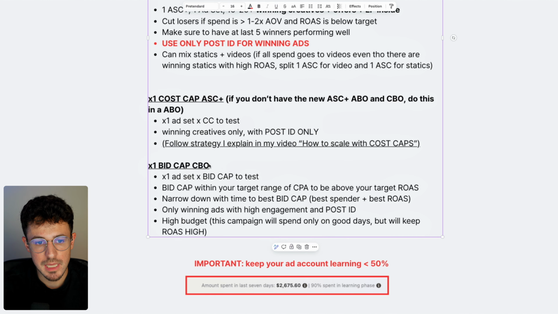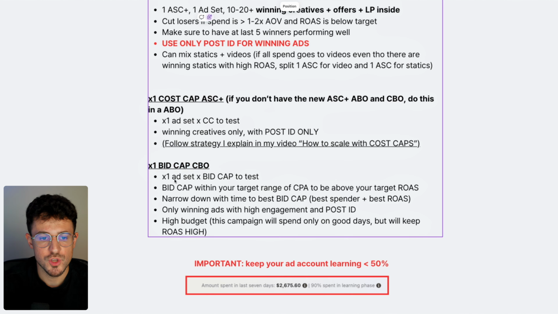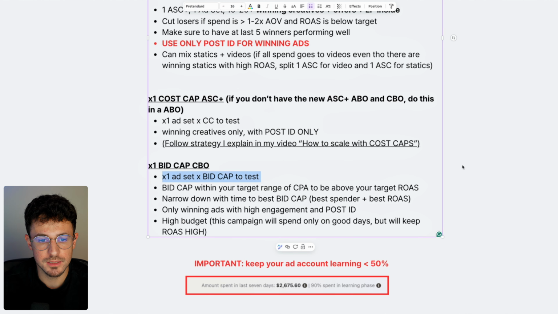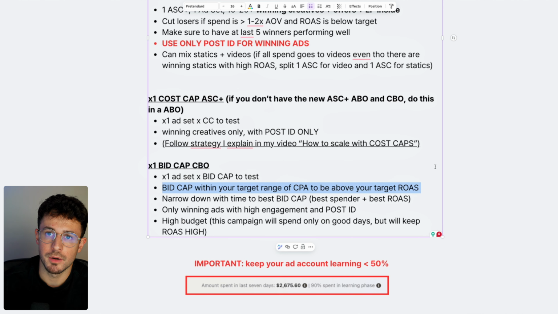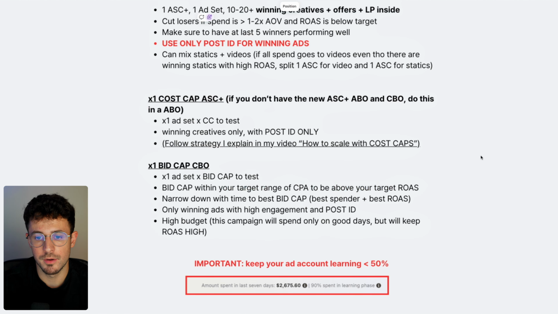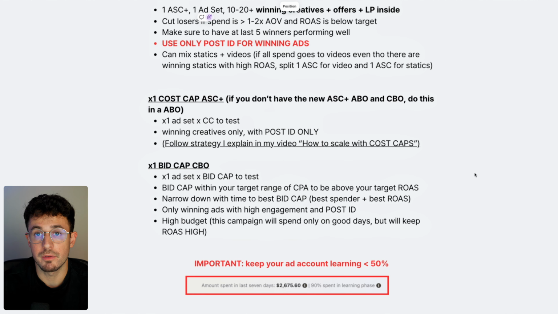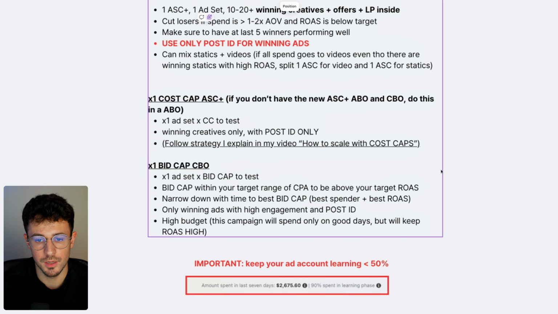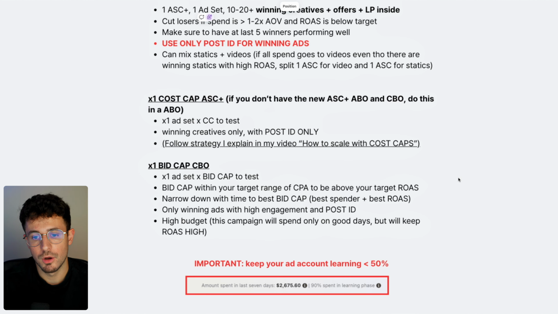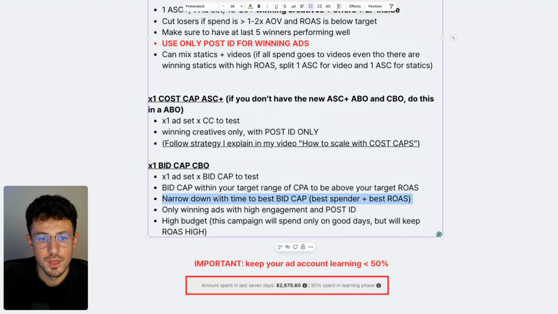And then at the same time, you want to introduce a bid cap CBO. So you want to have one ad set per bid cap to test. Bid cap within your target range of CPA to be above your target ROAS. So let's say your target ROAS is 2, okay? Then your AOV is 100, your bid cap can be 50 or anything around 50. Between 60 and 40, and you don't want to go too high, otherwise you're not going to meet your goal in terms of return on ad spend. And then at one point you will narrow down to the best bid cap.